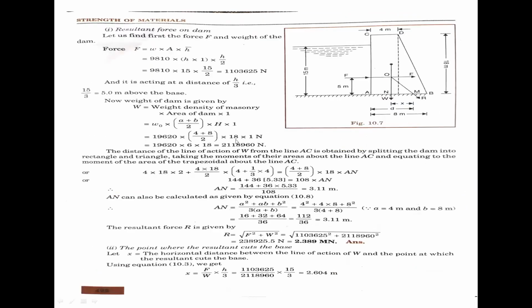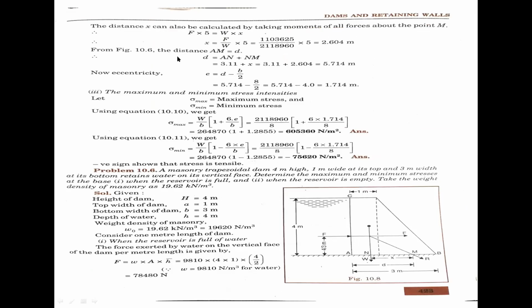Okay, that is the concept. We have to follow this equation 10.6. See the diagram 10.6, the distance AM equals small d, which equals AN plus NM. You know the AN value, 3.11, plus x, which you also know, 2.604. Finally, 5.714.